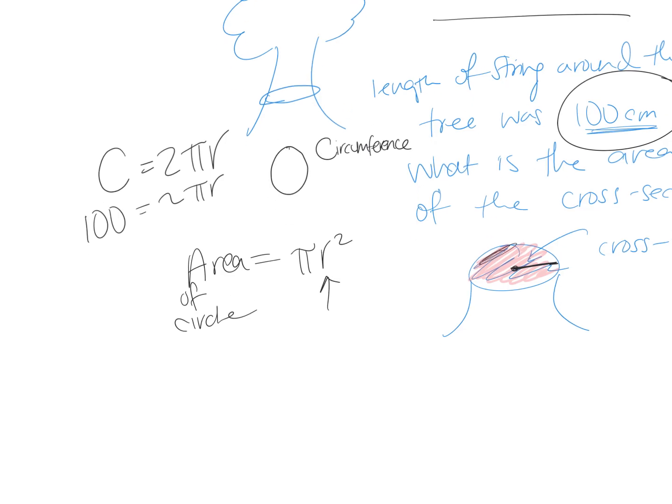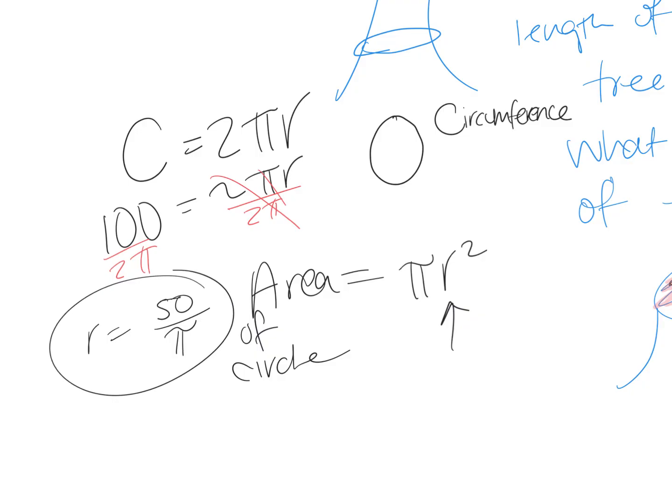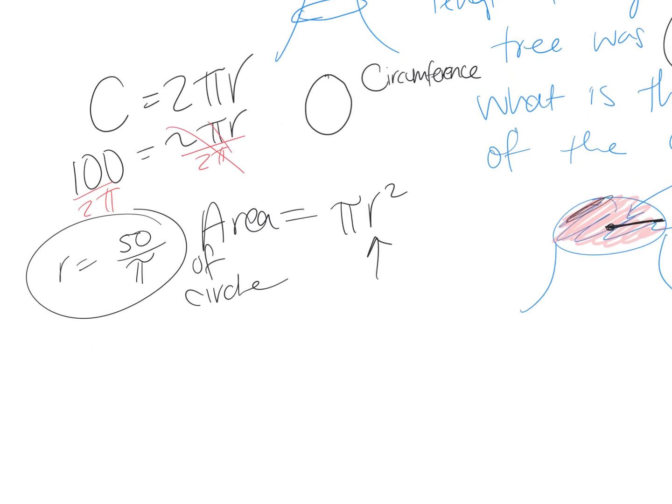Now we can solve for the radius. How do you get r by itself? We divide by 2 pi on both sides. So the radius equals 100 divided by 2, which is 50 over pi. That's your radius. I'm going to leave it like that because it might help with canceling stuff out when we plug it into the area formula. So now r equals 50 over pi.